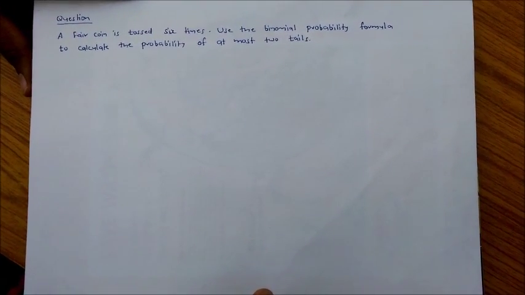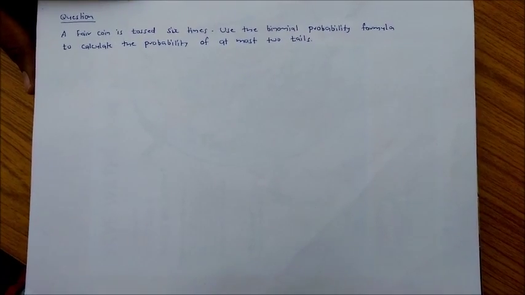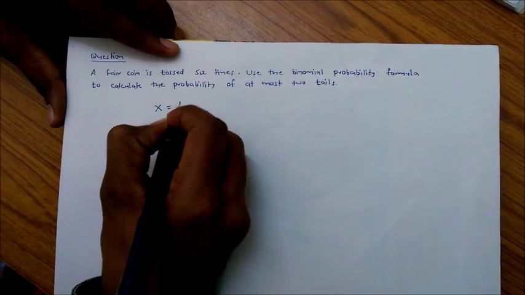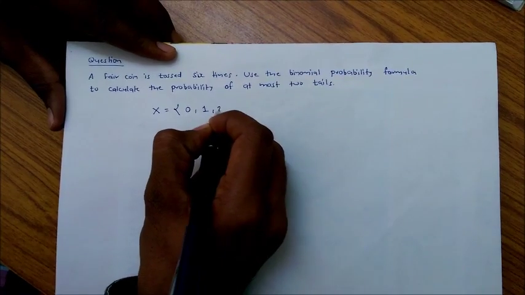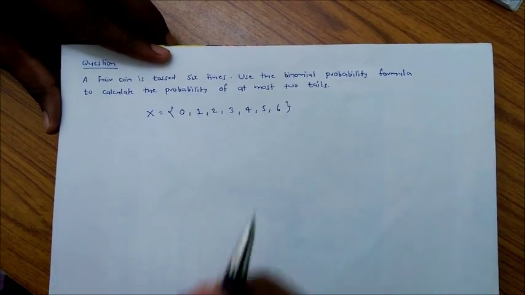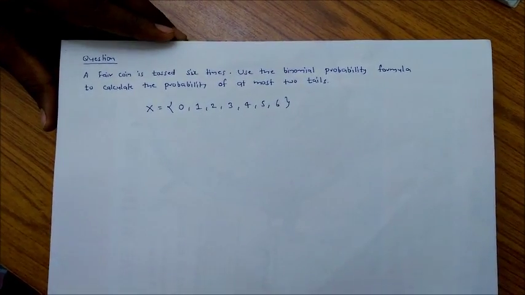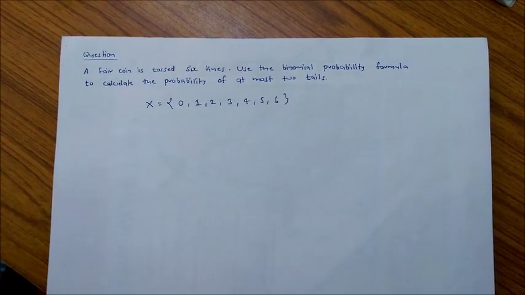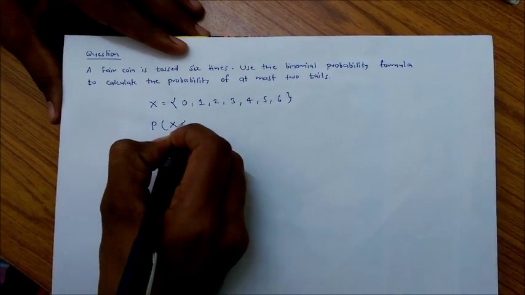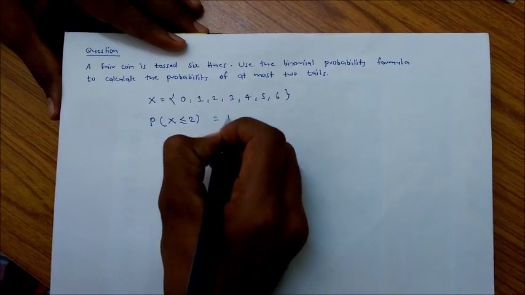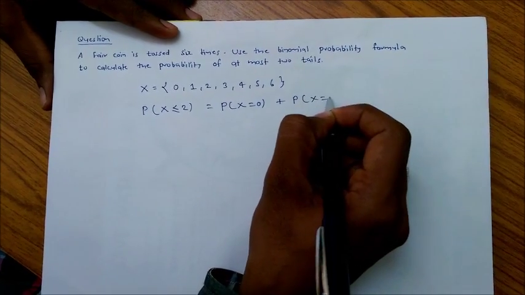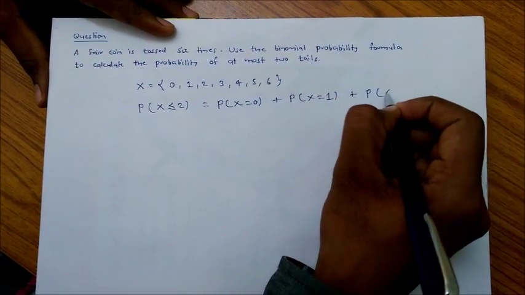Here we will use a random variable x that represents all the possible outcomes of our experiment. So all the possible values of x will be 0, 1, 2 up to 6, because at most we can have 6 tails in 6 trials, and we have been asked to find the probability of at most 2 tails. So we have to find the probability of x less than or equal to 2. So it can be written as probability of x equal to 0 plus probability of x equal to 1 plus probability of x equal to 2.